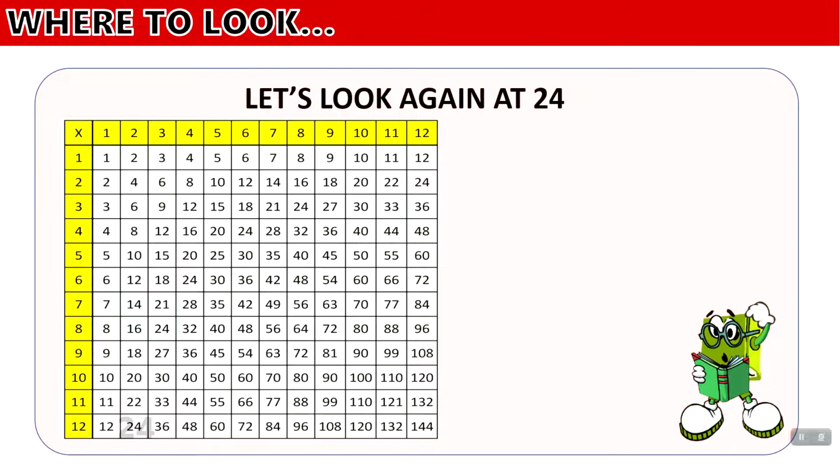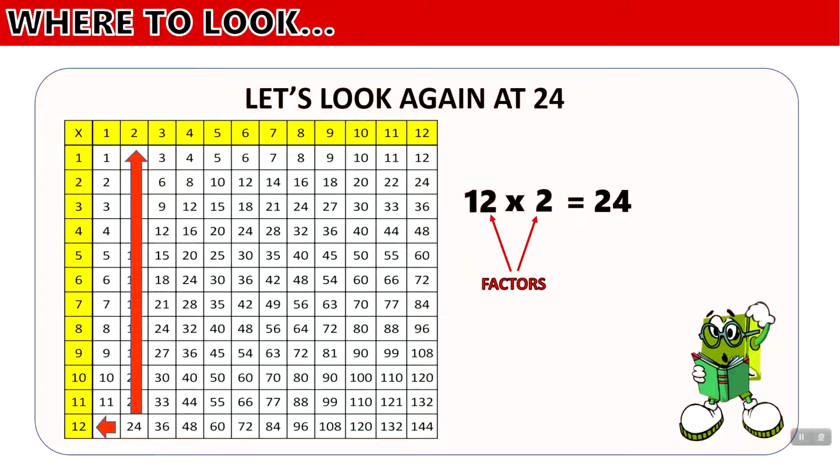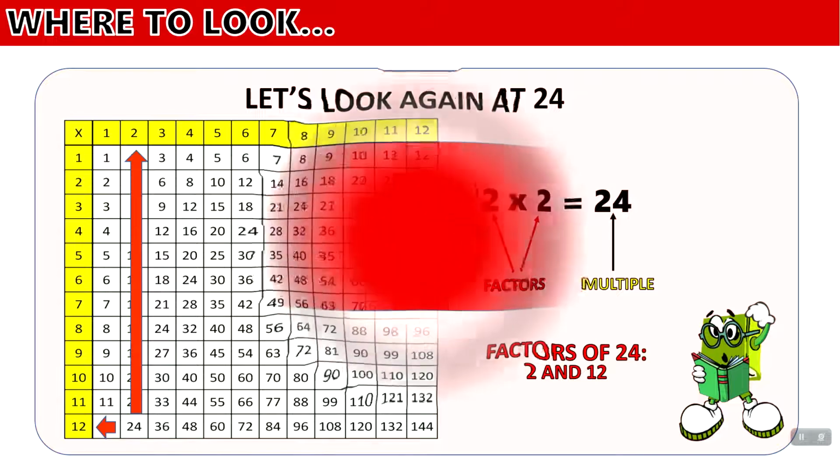Let's find 24 again. Here it is. If we look left, it's in the 12 times table. If we look up, it's in the 2 times table. And making a number statement again, 12 times 2 is equal to 24. So 12 and 2 are factors of 24. 24 is a multiple of 2 and a multiple of 12. Two more factors of 24 are 2 and 12.